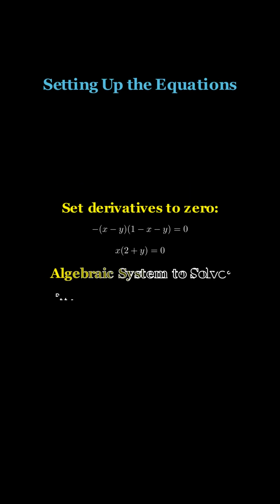To find critical points, we solve the system of algebraic equations obtained by setting dx/dt equal to 0 and dy/dt equal to 0. This gives us two equations. Negative of (x minus y) times (1 minus x minus y) equals 0. And x times (2 plus y) equals 0.